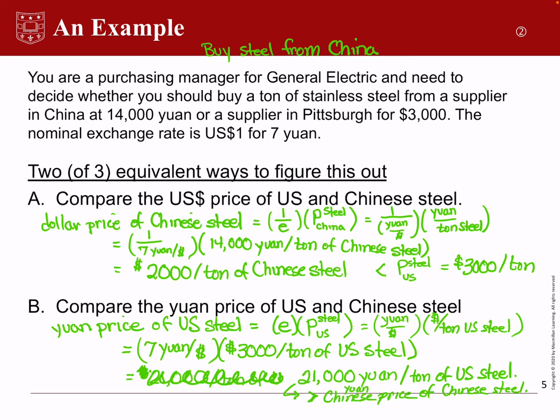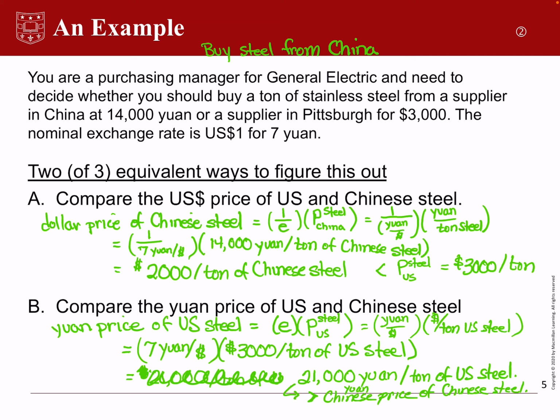So again, we're left with the observation that what we should be doing is buying this steel from China. So we have two equivalent ways of figuring out what should be done in terms of this purchasing decision. Now, if you had one good, two countries, one exchange rate, this is probably the easiest way to gauge the relative competitiveness of one country's goods. You would be looking at it on a goods by goods basis.